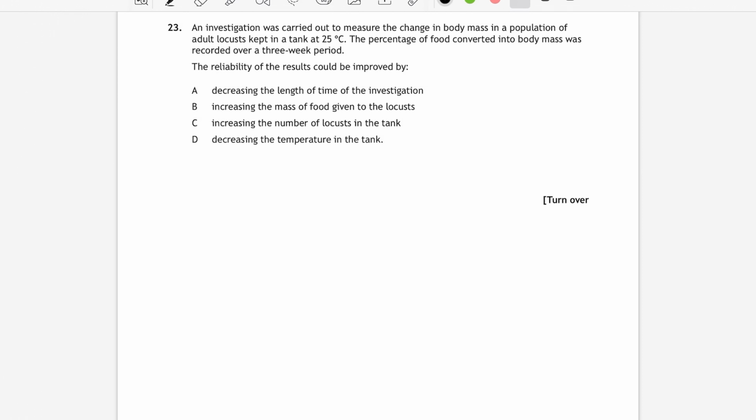Okay, so if we look through this, a decrease in length of time? Well, no, that's going to just hasten our experiment, and we want to keep that 3-week period. That is a nice long period of time to look at what's happening. An increase in the mass of food given won't change the results. So what you're doing is giving them more food to potentially eat, but they're not necessarily going to eat it. If we increase the number of locusts in the tank, that's quite good. And a decrease in the temperature in the tank would probably just make them quite lethargic and potentially kill them. So we're looking at C. Okay, so number 23 was C.